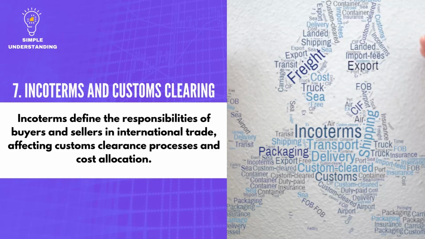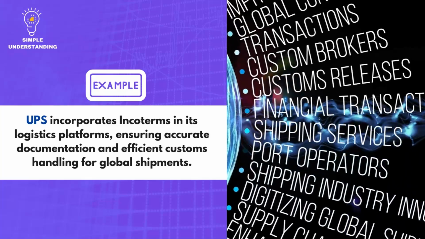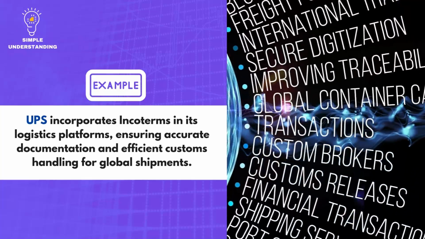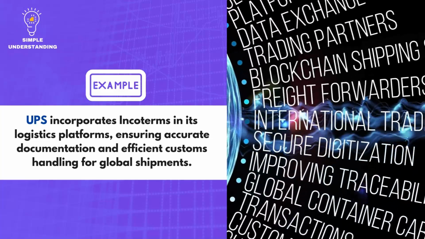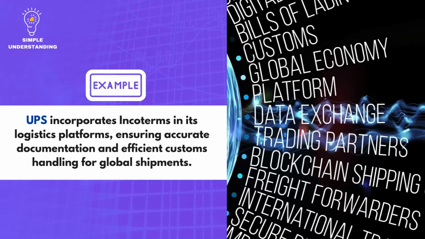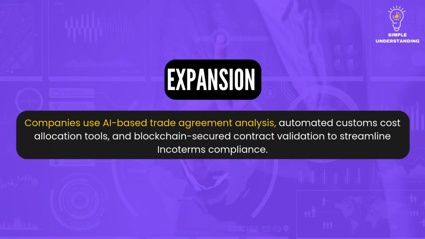7. Incoterms and customs clearing. Explanation. Incoterms define the responsibilities of buyers and sellers in international trade, affecting customs clearance processes and cost allocation. Real company example. UPS incorporates Incoterms in its logistics platforms, ensuring accurate documentation and efficient customs handling for global shipments. Expansion. Companies use AI-based trade agreement analysis, automated customs cost allocation tools, and blockchain-secured contract validation to streamline Incoterms compliance.